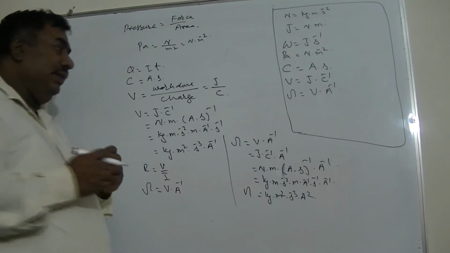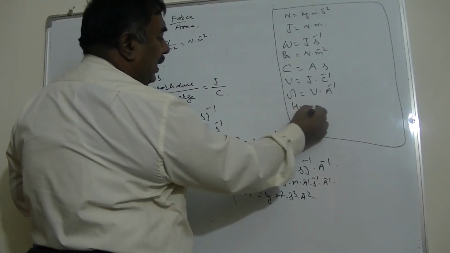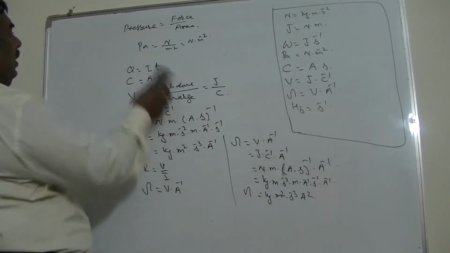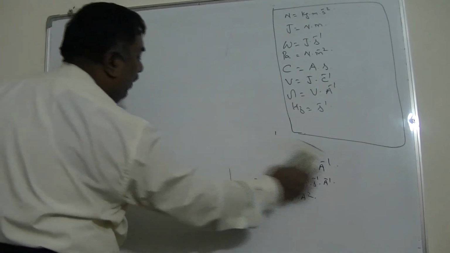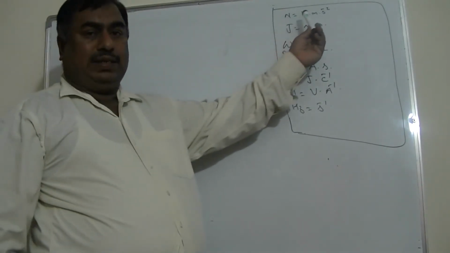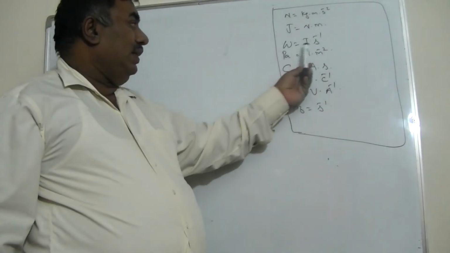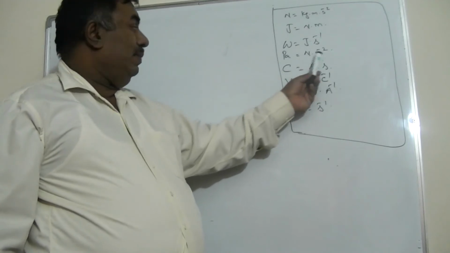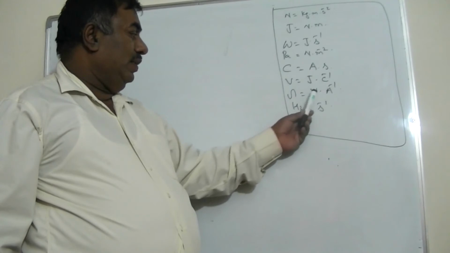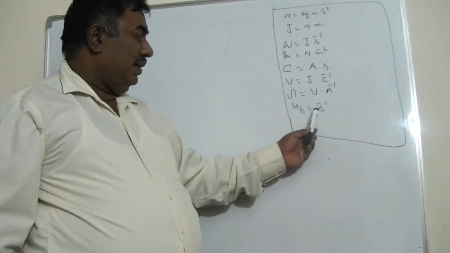Similarly, there is frequency, its unit is hertz, it will be per second. So you can always convert any unit in SI base units just by remembering these seven common things. Newton is kilogram meter per second square, joule is Newton into meter, watt is joule per second, Pascal is Newton per meter square, coulomb is ampere into second, volt is joule per coulomb, ohm is volt per ampere, hertz is per second.